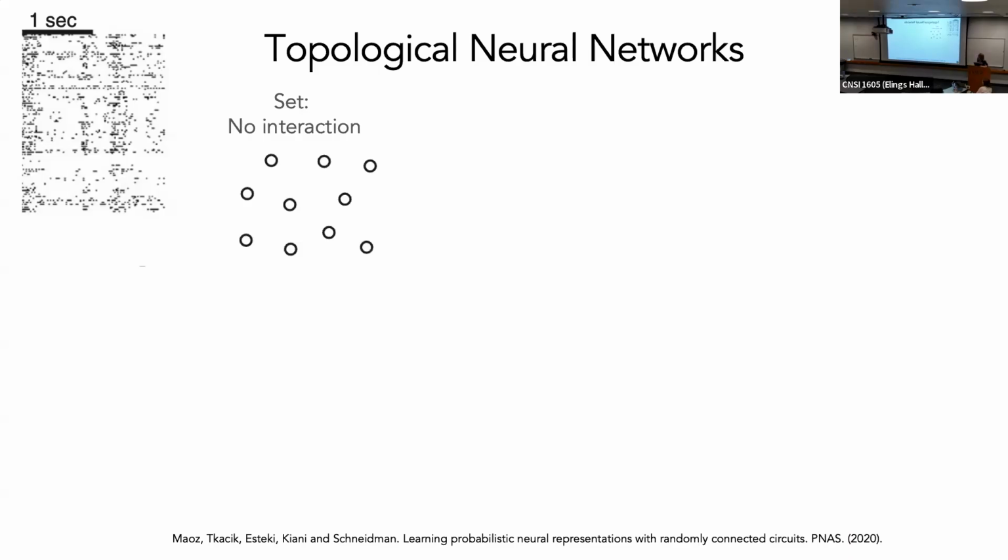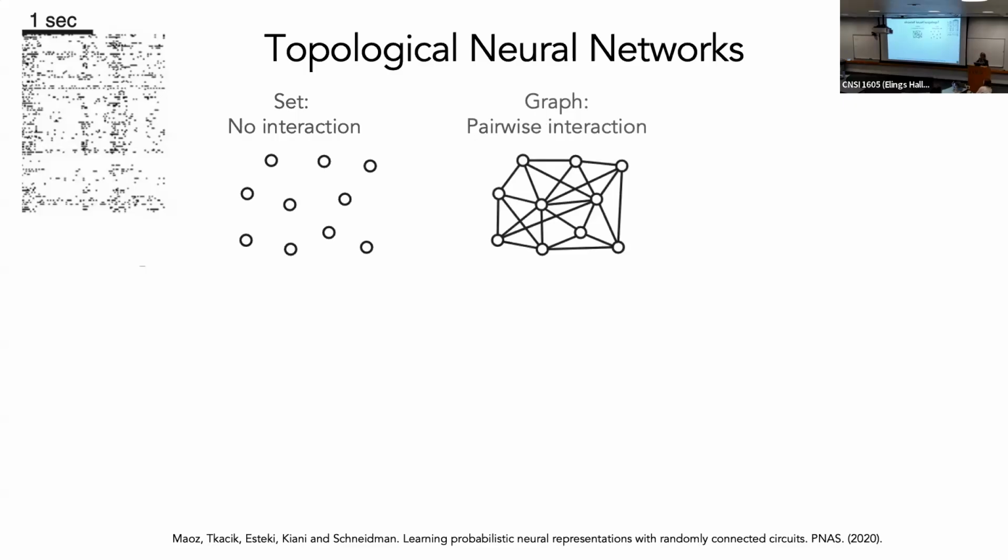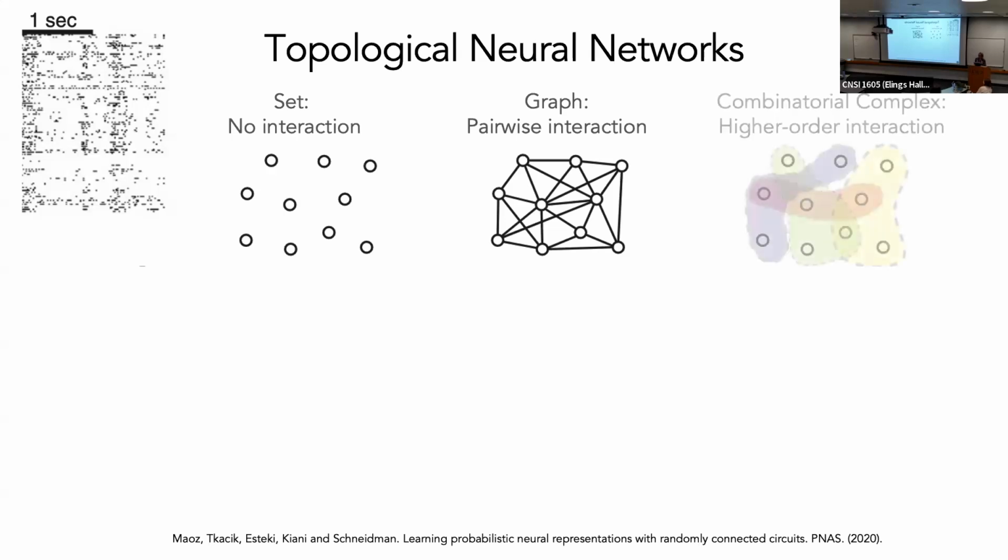And they did that in 3 ways. First, they assumed that the neuron spikes, but they don't interact. Second, and again, it's their figures, not mine, they assume that there is a pairwise interaction between the neurons. And third, they assume that they have higher order interaction. And I added the combinatorial complex thing. But this is their figures.